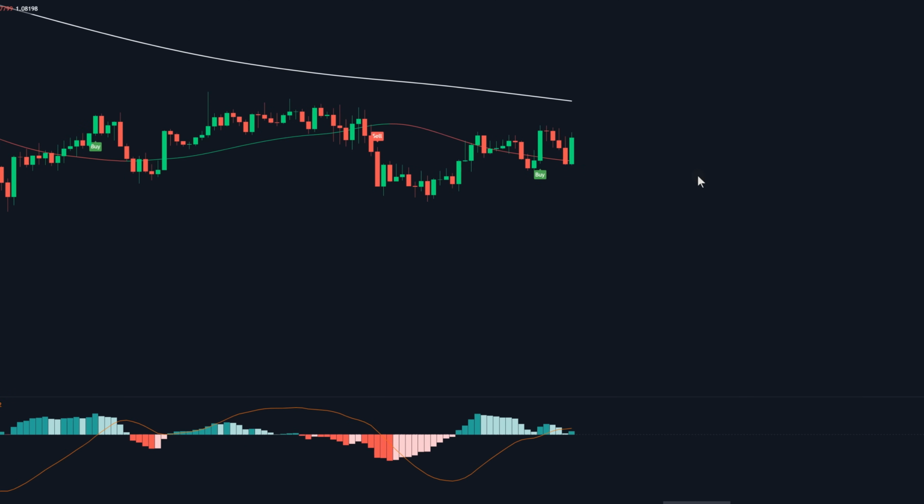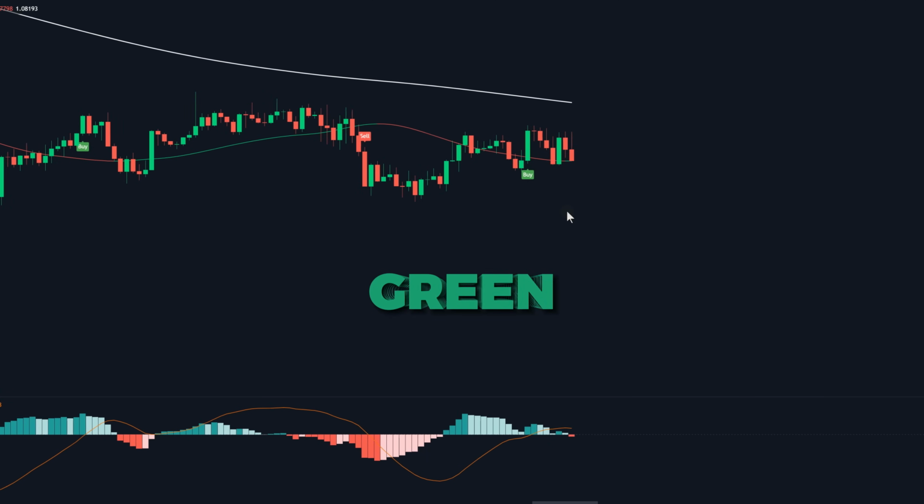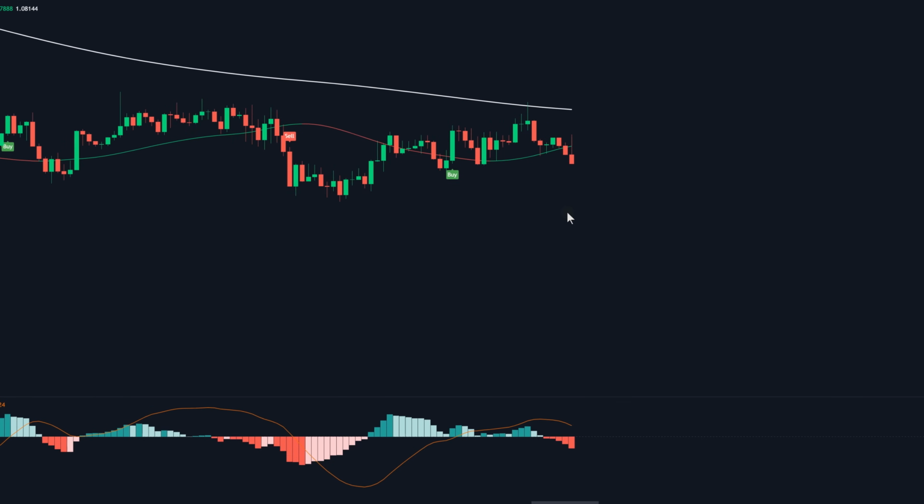So first, the price must be trading below the average KNN classifier, this white line, to indicate that the market is in an overall bearish trend. Second, the KNN classifier line, this one right here, should be colored red to indicate that the market is in a short-term bearish trend. Third, we need a pullback to occur. For that, we need this red line to change color to green to indicate a market pullback.